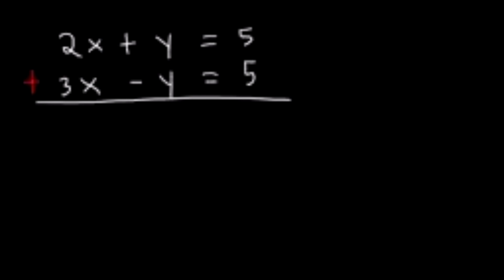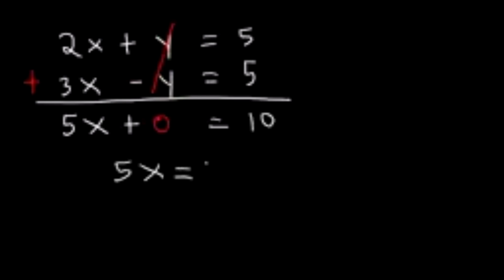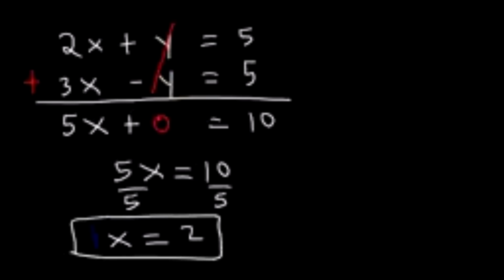y plus negative y is equal to 0. 2x plus 3x is 5x. So therefore, 5x is equal to 5 plus 5, which is 10. So now we can find the value of x. What we need to do is divide both sides by 5. 5 divided by 5 is 1. 1x is the same as x. And 10 divided by 5 is 2. So x is equal to 2.